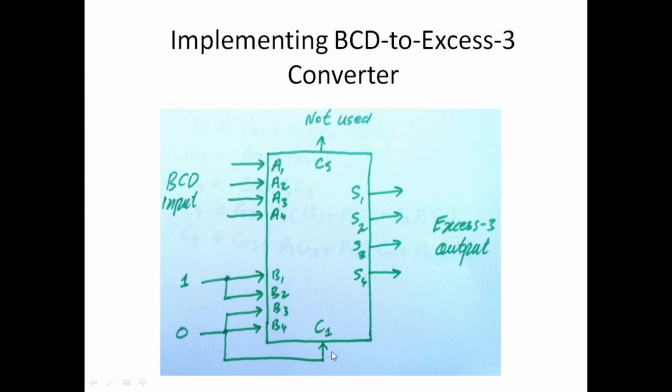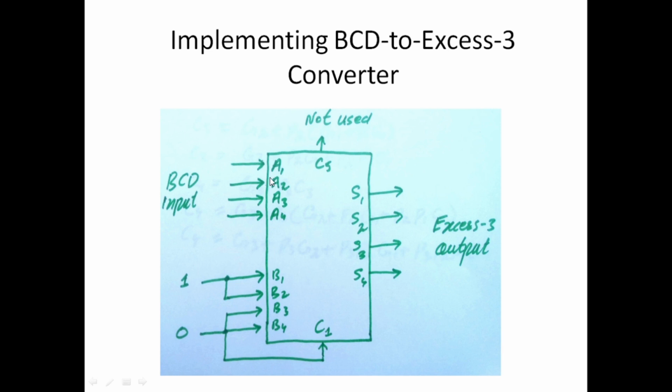Initially C1 is 0, and internally if there is a carry, the adder does all the rest of the job, and the output carry is not used. This is a block diagram of an IC package, a 4-bit binary adder, and we are reusing this IC package. This is an MSI circuit, and we are reusing this MSI IC package to implement the BCD to XS3 code converter.